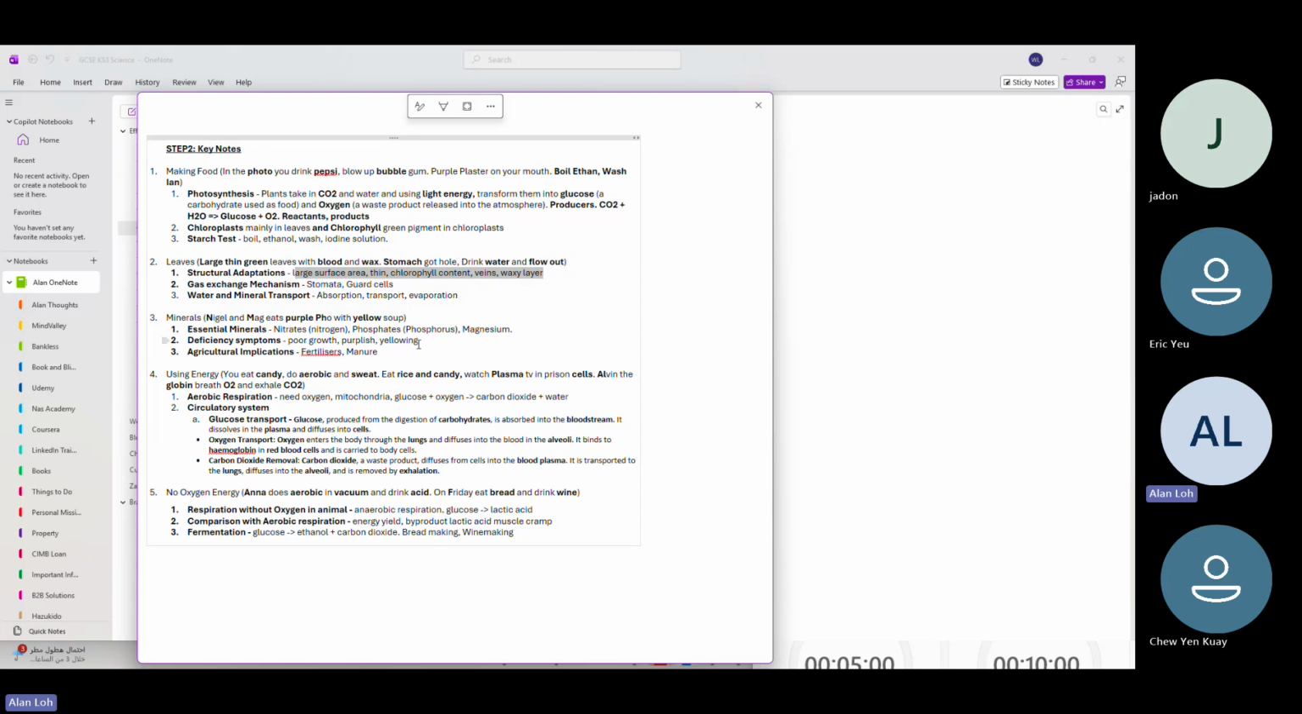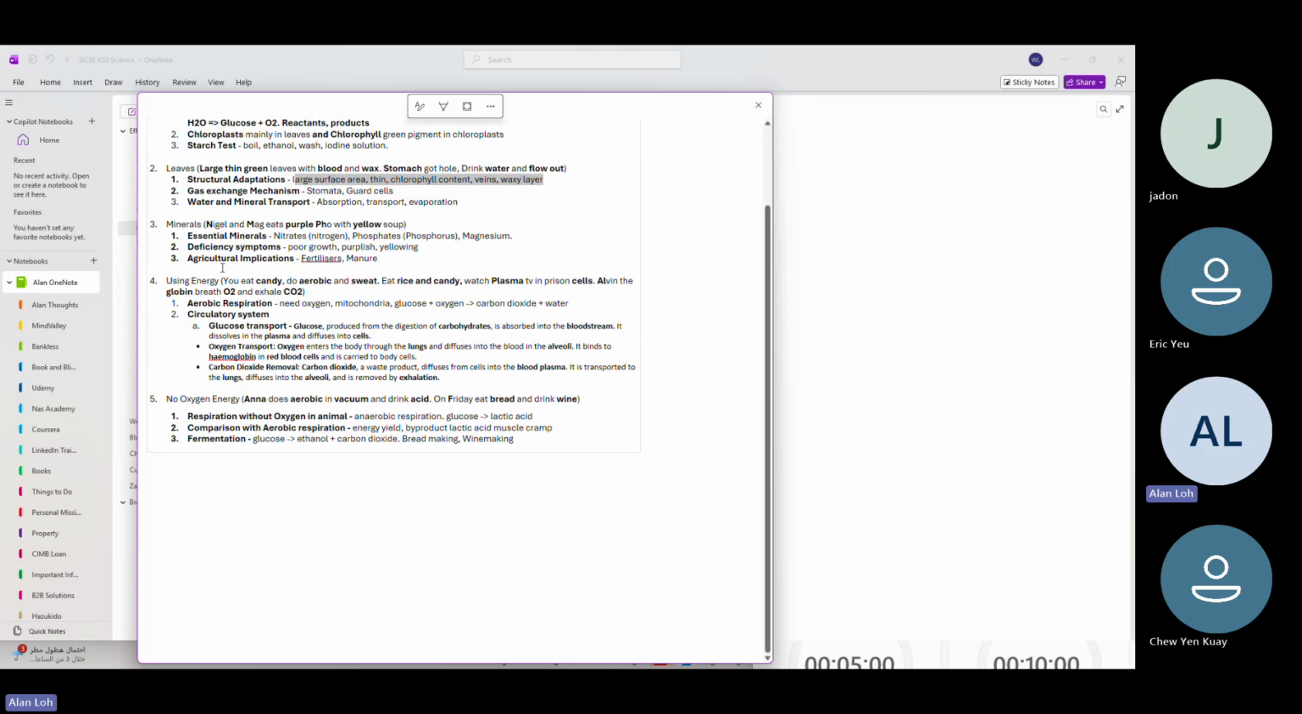As I say, we are building the knowledge step by step. Just need to follow the steps, and by step 9, like we always do, we're going to answer most of the questions correctly. That means you understood the chapter quite well, right? Then you have agricultural implications. Then you have using energy, which is actually about respiration, right?